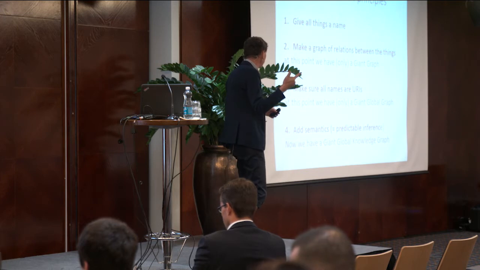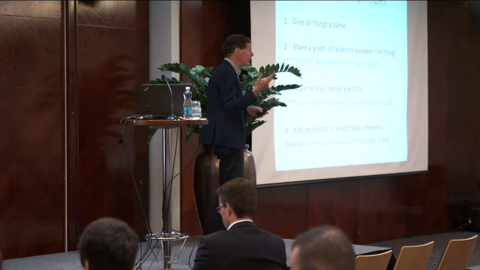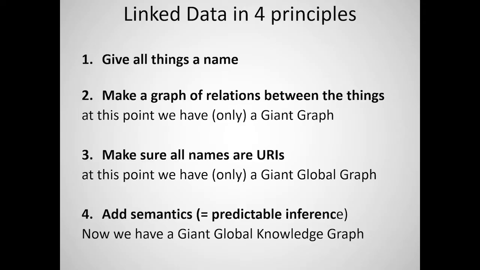Later on in the talk, we'll hear what happened to them. So I'm now going to go over exactly the same points that he made in those 2.5 minutes. Essentially, linked data rests on 4 principles. Give all things a name, make a network of relations between these things that have a name, make sure these names are URIs, and apply semantic technology. So we're going to go over each of those 4 principles.